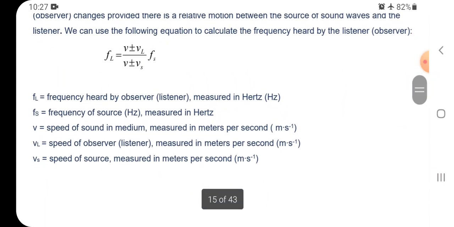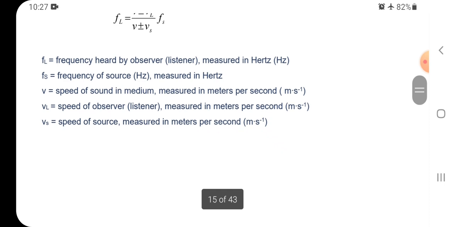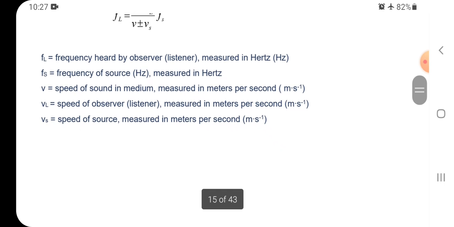So FL in this equation stands for frequency of the listener, and Fs is the frequency of the source, which is the one that is making noise. V is the speed of sound in the medium, measured in meters per second, VL is the speed of the observer, and Vs is the speed of the source. If the listener or the source is standing still, then VL will be 0, or Vs will be 0.